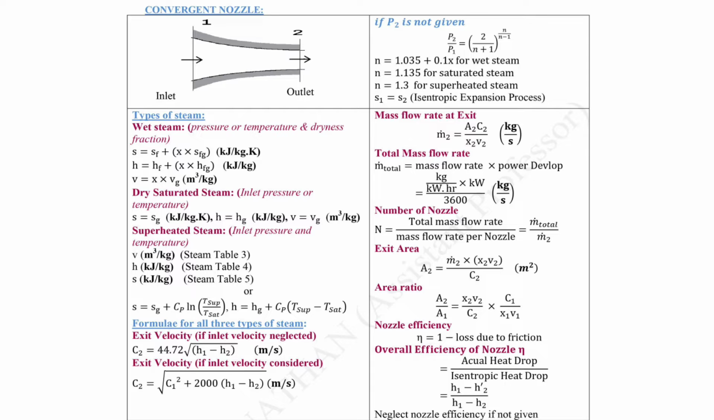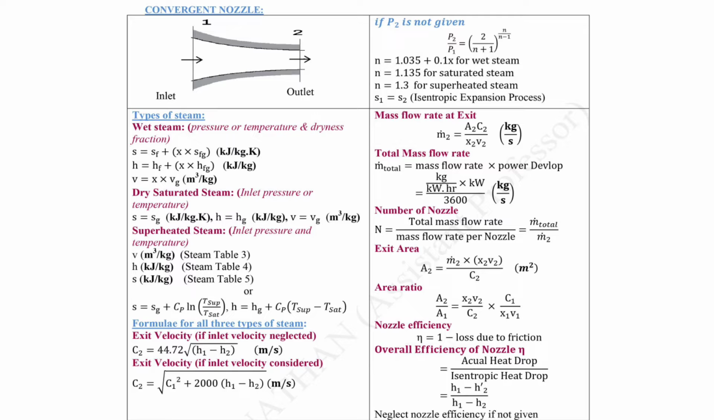If P2 is not given, P2 divided by P1 is equal to (2 divided by n plus 1) power n by n minus 1. Here, according to the steam condition, the n value will differ. N is equal to 1.035 plus 0.1 x for wet steam. N is equal to 1.135 for saturated steam. N is equal to 1.3 for superheated steam. S1 is equal to S2, isentropic expansion process.